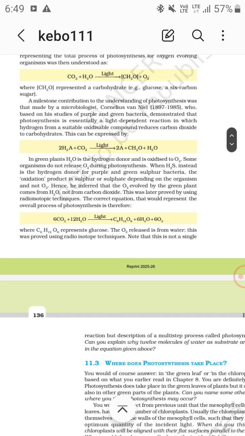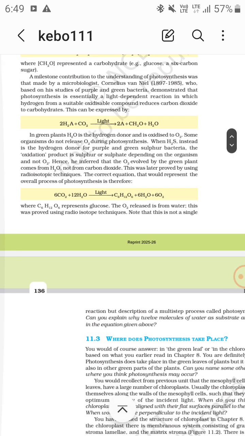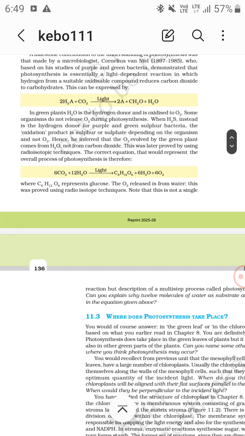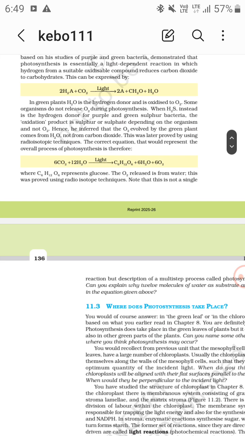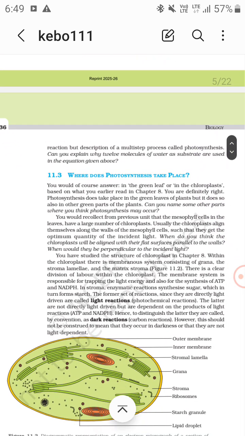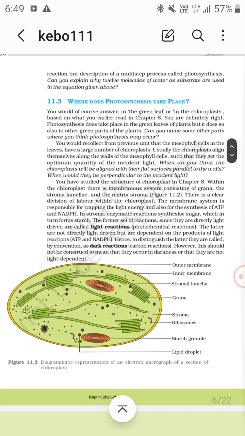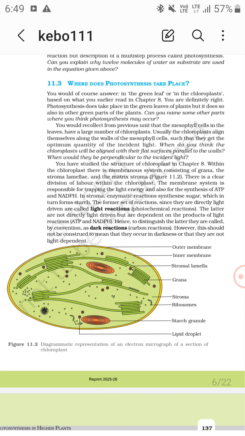Now when we take H2S, there is formation of sulfur. So the O2 evolved by the green plant comes from the H2O, not from the carbon dioxide. This is what van Niel proposed, and later the radioisotope technique was used to prove that O2 release is from water, not from CO2. Photosynthesis is not a single-step reaction but a multiple-step process. This is photosynthesis. Now where does photosynthesis take place? In the chloroplast, right?